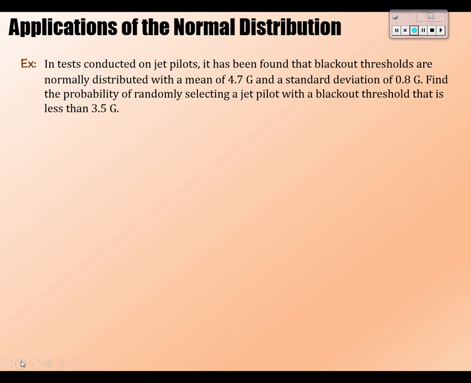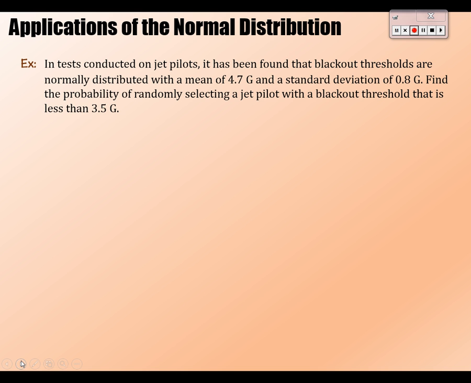In tests conducted on jet pilots, it has been found that blackout thresholds are normally distributed with a mean of 4.7 Gs and a standard deviation of 0.8 Gs. Find the probability of randomly selecting a jet pilot with a blackout threshold that is less than 3.5 Gs.